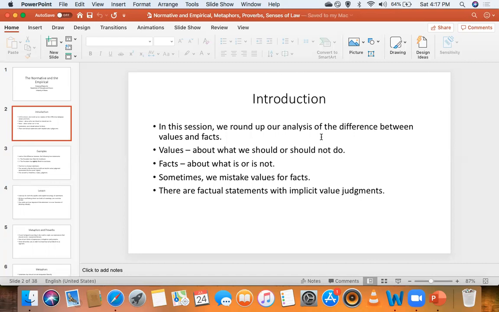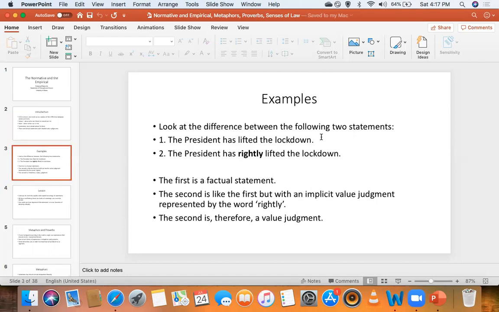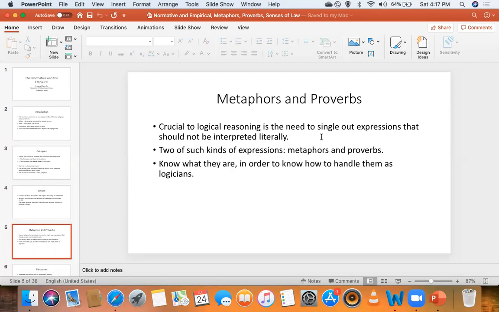There are factual statements that are actually value judgments. For example, we said the president has lifted a lockdown. That's a factual statement. The president has rightly lifted a lockdown. That's a value judgment. It's no longer a factual statement. Then we saw metaphors and proverbs.